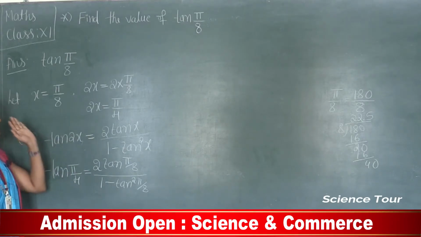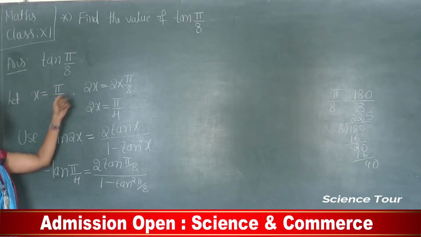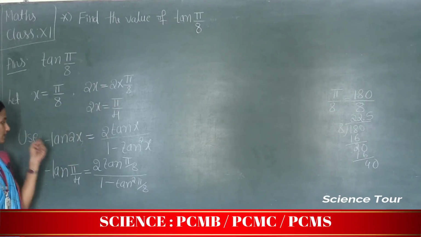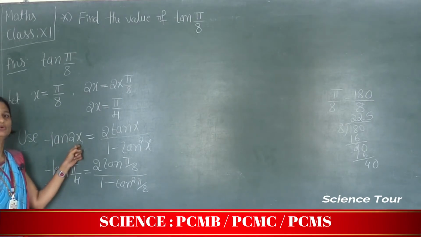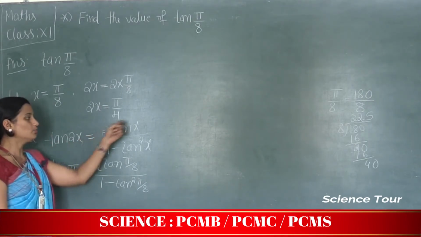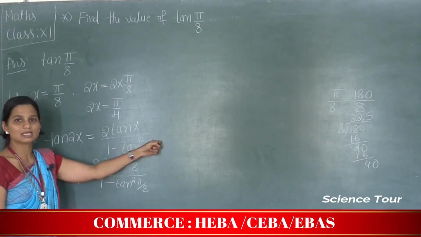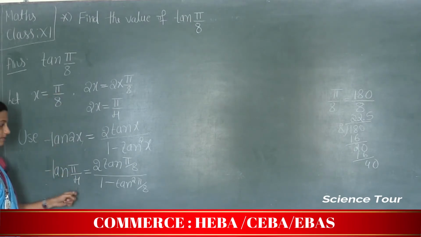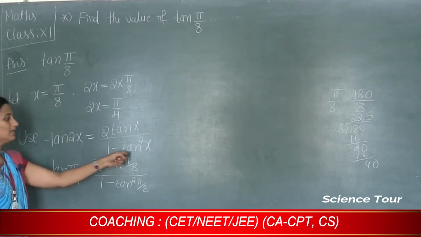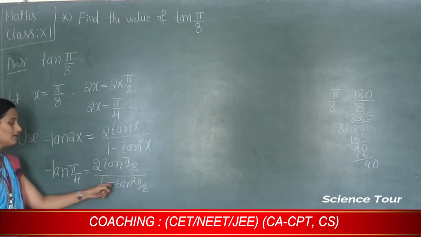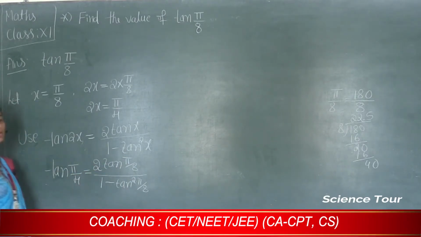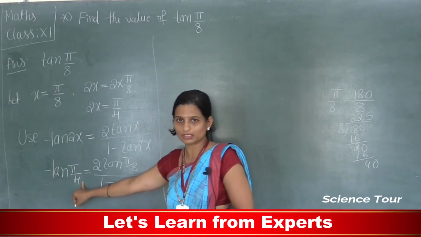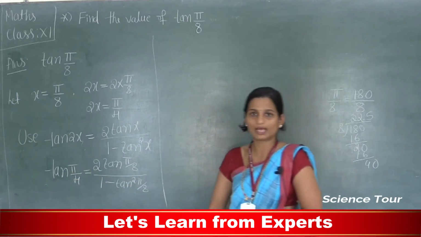Clear? First take x as pi by 8, then find 2x, which is pi by 4. Next use the tan 2x formula. Already you know the formula of tan 2x is 2 tan x divided by 1 minus tan square x. So tan 2x, 2x is pi by 4, is equal to 2 tan pi by 8 divided by 1 minus tan square pi by 8. Now tan pi by 4, do you have the value for this? Yes, it is 1.